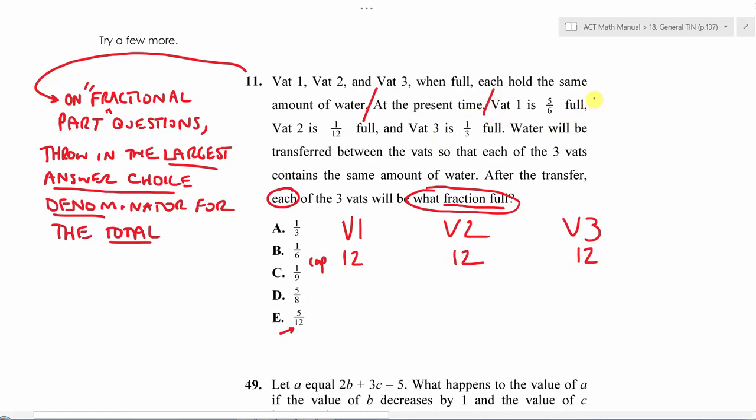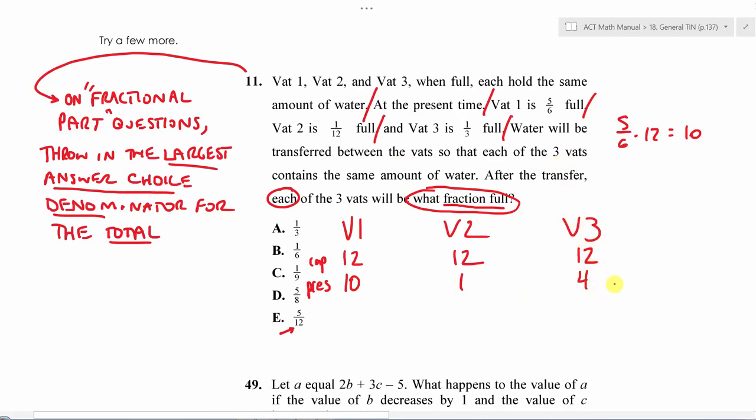At present time, Vat 1 is 5/6 full. So let's do present time. 5/6 of 12 is 10, and for a lot of you, that should be done in the calculator. 5/6 of 12, we go in the calculator and we get 10. So at present time, Vat 1 has 10 gallons in it. Next, Vat 2 is 1/12 full, so we do 1/12 of 12 and get 1, and Vat 3 is 1/3 full, and 1/3 of 12 is 4. So at present time, these 10, 1, and 4 are the amount of gallons that each of these vats have.